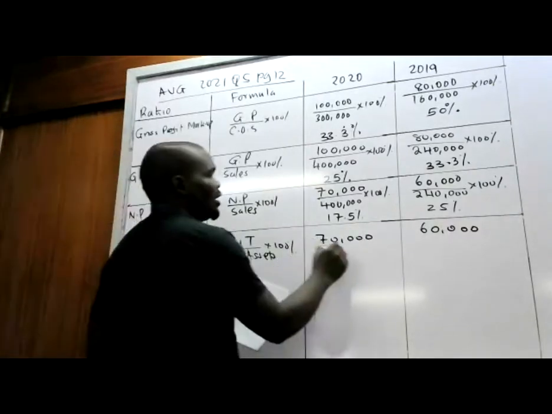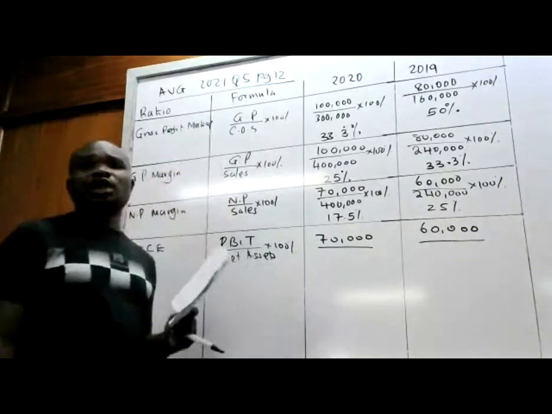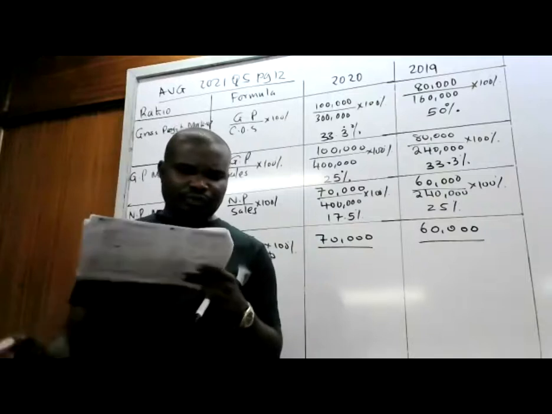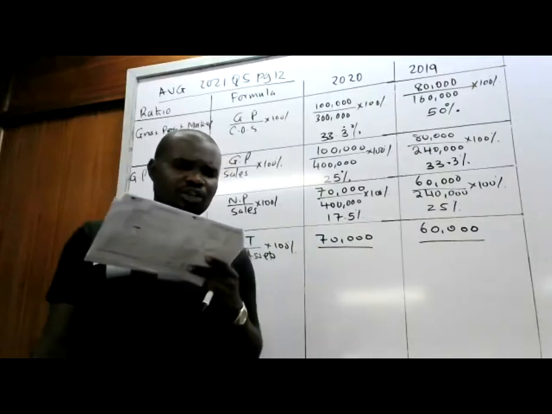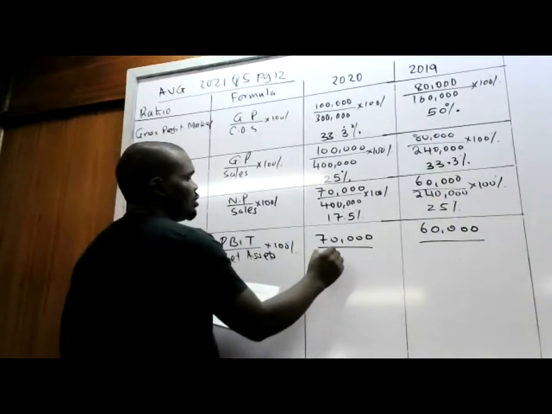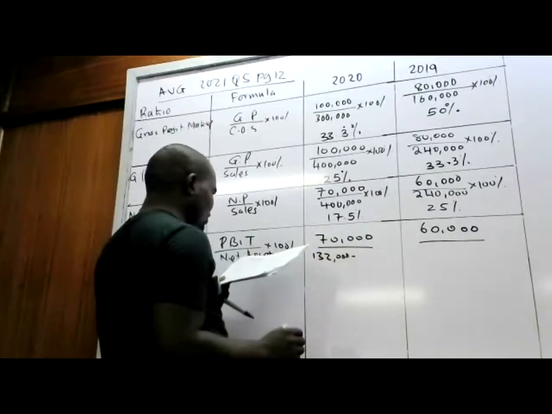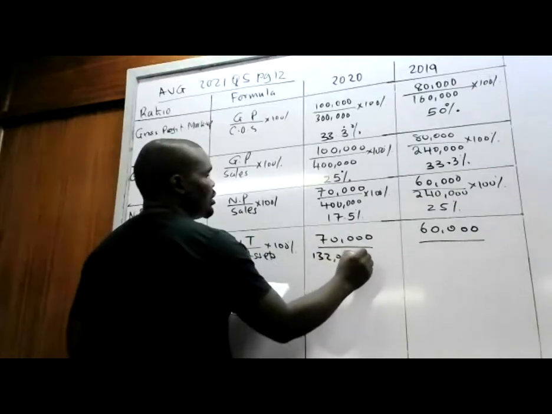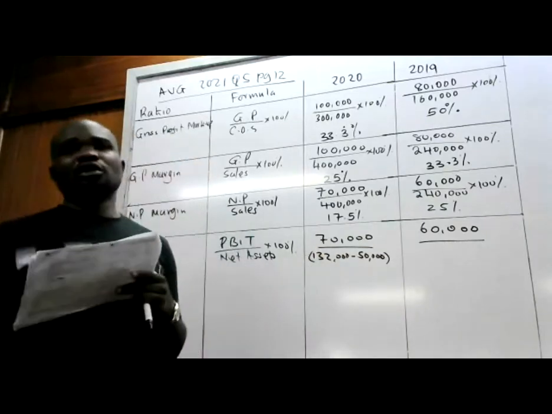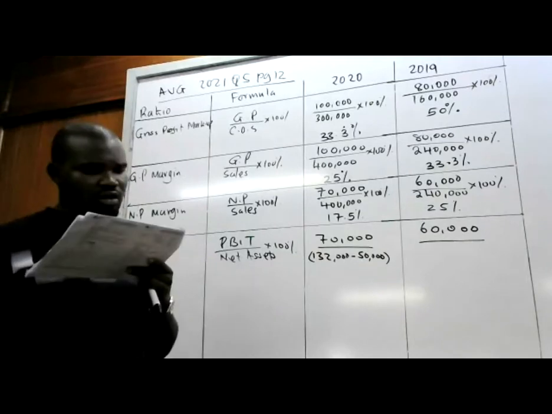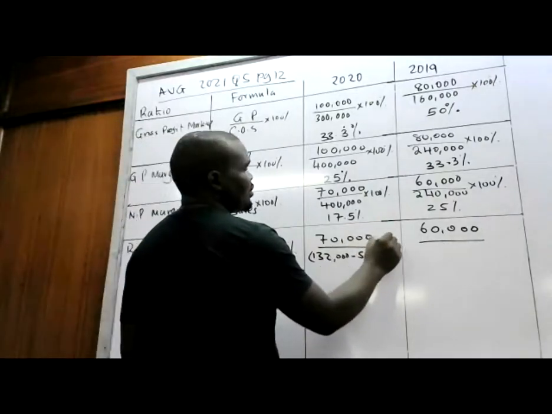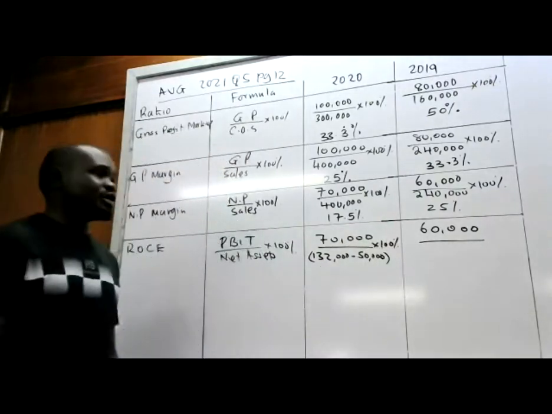Then divide by net assets, which is total assets minus current liabilities. So total assets, where are you? Are you seeing total assets for 2020 was 132? Yes. So it is 132 minus, are you seeing current liabilities to be 50? The current liability for 2020. Yes. Are you using 50? Yes. Times 100%.